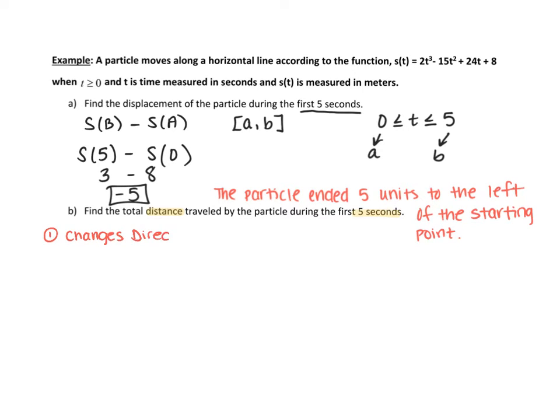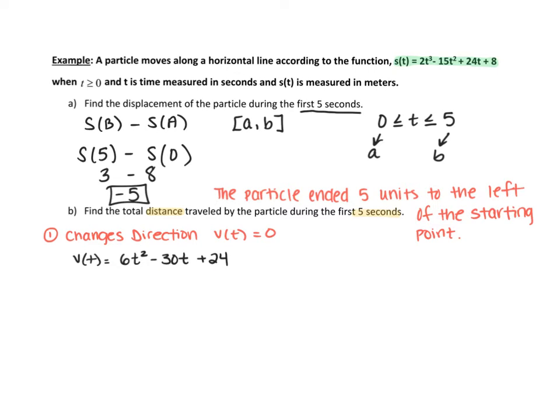And remember, where it changes direction is where v of t is equal to 0. So first, we need to find the velocity function. So if we remember the original function s of t, we'll start with that and take the derivative to find v of t. So the derivative of s of t, using the power rule, is 6t squared minus 30t plus 24. So all I did was use the power rule here and take the derivative to find the velocity.